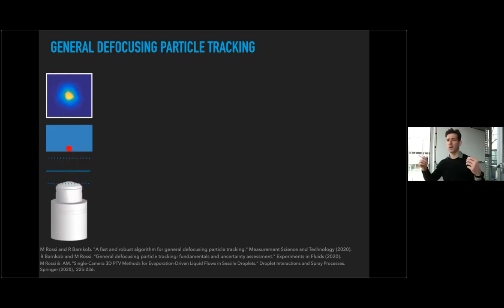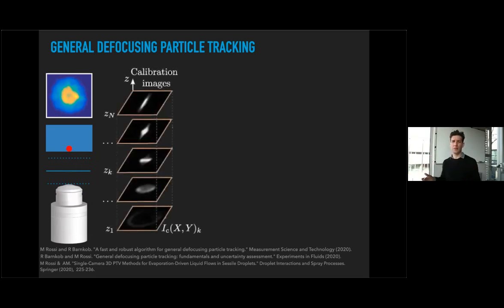In most optical systems, in most microscopes, these images are actually non-symmetrical with respect to the focal point. So with this, I build up what I call my calibration images. It's basically a lookup table. So I know how a particle will look like at different distances from the objective.